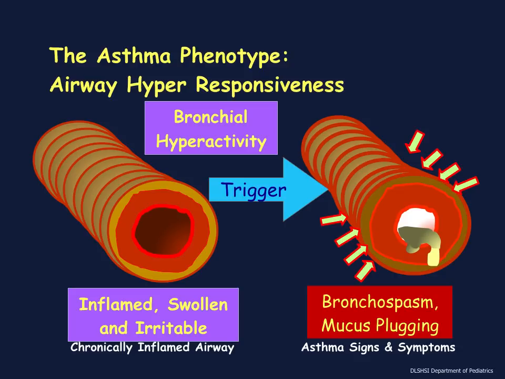This diagram will show you on the left side a trachea that is inflamed, swollen, and irritable, usually seen among chronically inflamed airways. When there is acute exacerbation based on triggers, there would be bronchospasm and mucus plugging, causing difficulty of breathing, and what you see as asthma signs and symptoms.